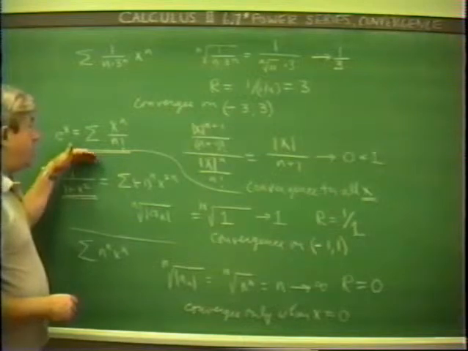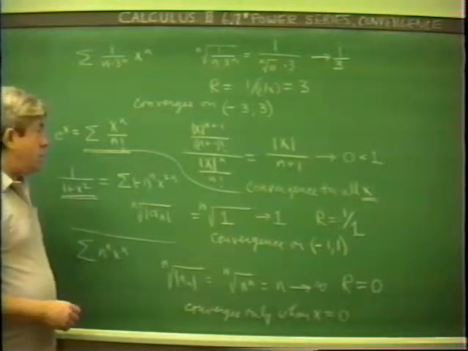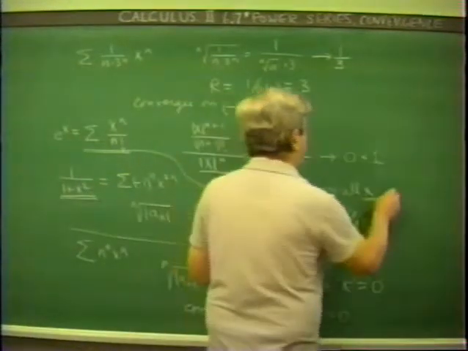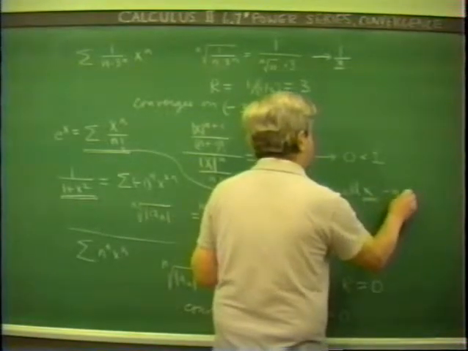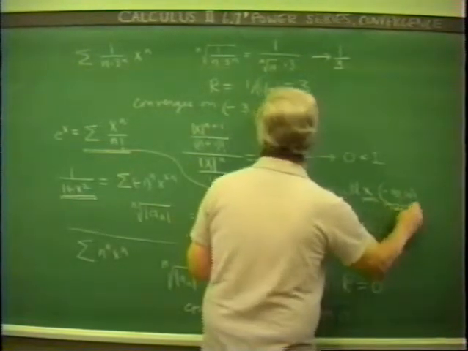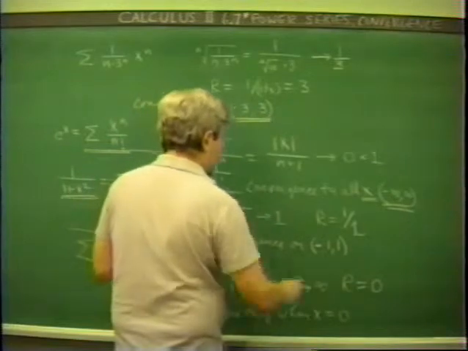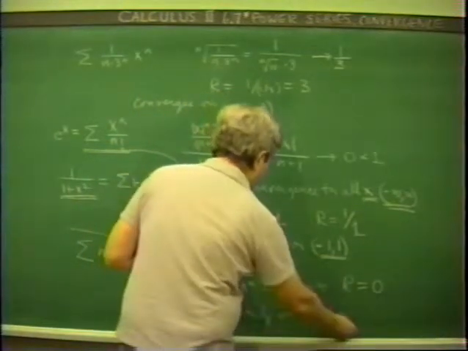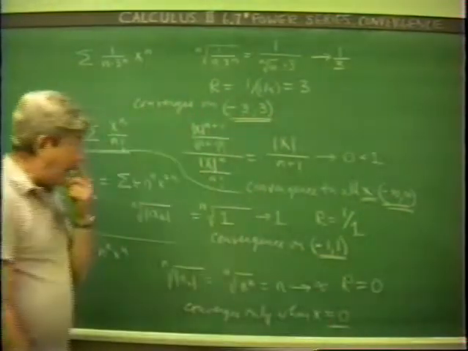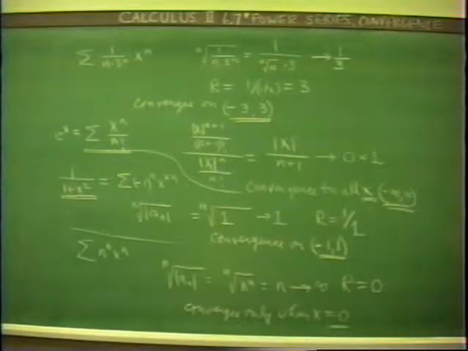Okay, so here are some power series and their resulting interval of convergence. This one, since it converges for all x, has the interval from minus infinity to infinity. This one from minus 3 to 3, this one from minus 1 to 1, and this only at the point 0.